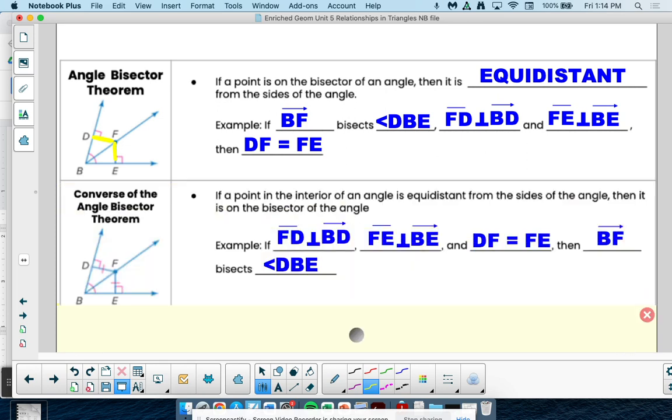Okay, the converse of that is if we know a point is the same distance away from both sides of your angle, then it's on the angle bisector. Again, why do we care? We just care because this helps us find, oh my goodness, because I cannot talk. It just helps make measurements easier to find.